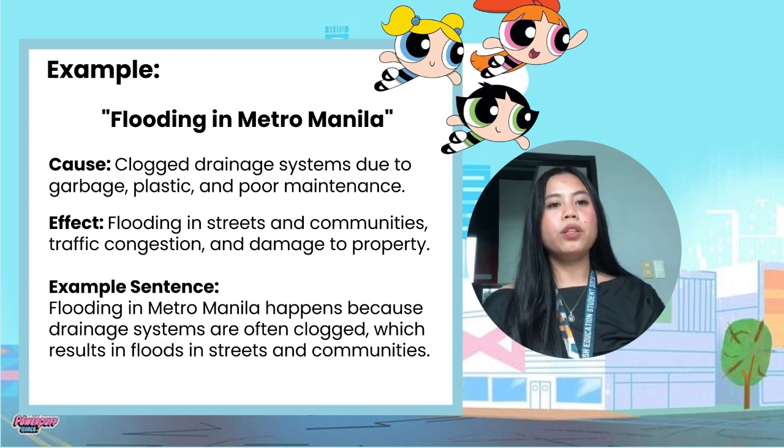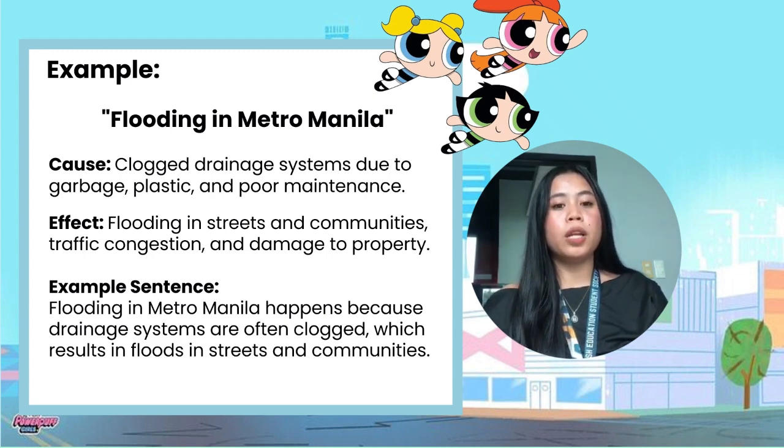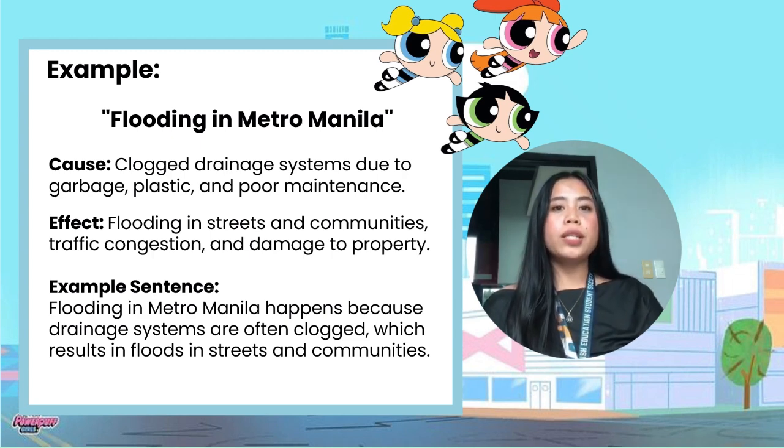An example is flooding in Metro Manila. Its cause might be clogs in the drainage system, and the effect is the flooding. In a sentence, flooding in Metro Manila happens because drainage systems are often clogged, which results in floods in the streets and communities. Now, understanding cause and effect allows citizens to see the consequences of human actions, like improper waste disposal and illegal cutting of trees.